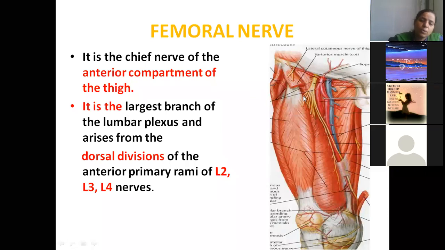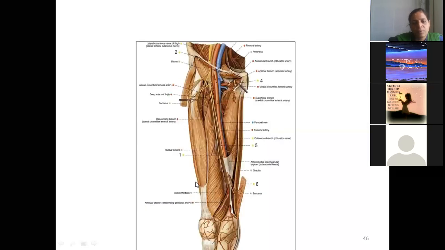So whatever I told you with the help of the picture is written here. The femoral nerve, we know, is the chief nerve of the anterior compartment of the thigh. It's the largest branch of the lumbar plexus and it comes from the posterior divisions, whether you say posterior or dorsal division, same meaning, of the anterior primary rami, with root value L2, L3 and L4.